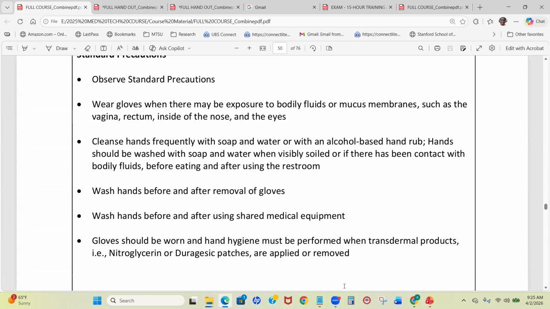What else is a shared device? The belt that goes around the waist, the gait belt? Are you talking about the gait belt? Yes, ma'am. You took my answer. Yes, Jamie, gait belt. Miss Jamie said you just took her answer. Okay.